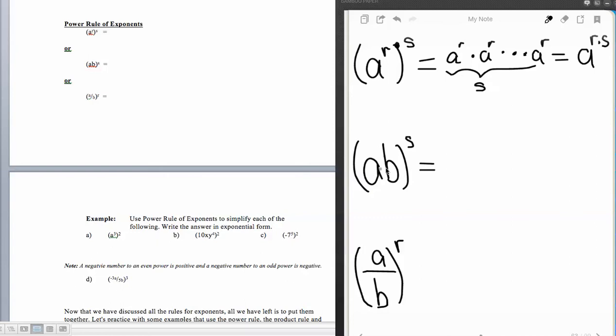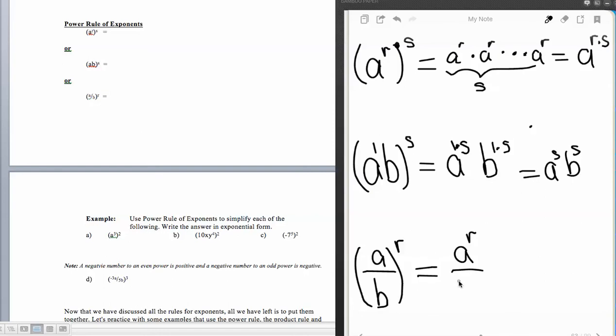Now, when we have a product to a power, what happens is each of the things inside become to that power, or the exponents on each of these things multiply, right? 1 is the exponent there, so 1 times s, and 1 is the exponent on the b, so 1 times s for the b. In other words, we get a to the s power and b to the s power. When we have a quotient, it's the exact same thing, the numerator thing to the power and the denominator thing to the power. And if we have these two powers, the powers multiply in the denominator as well. So let's do a few problems to practice that.